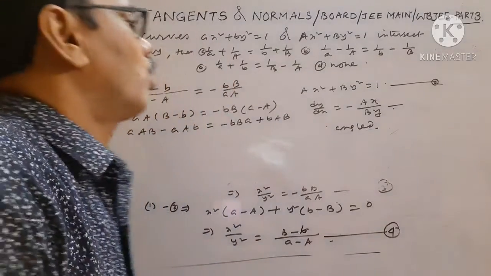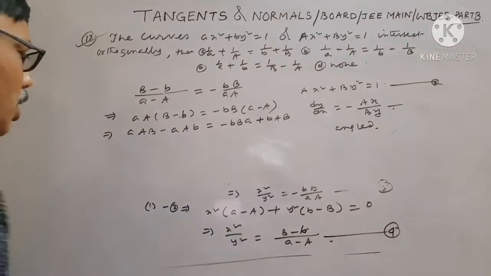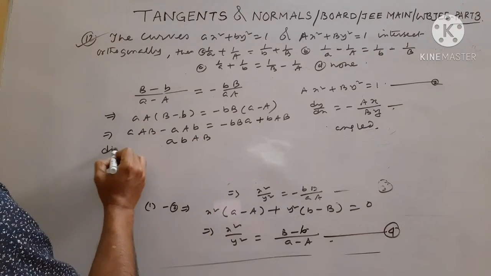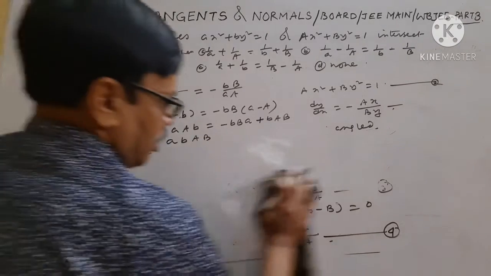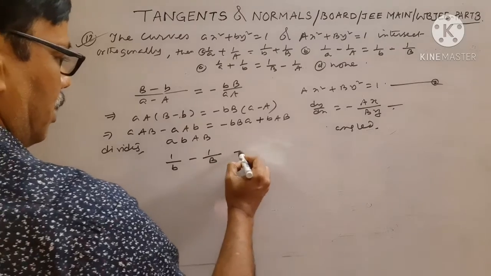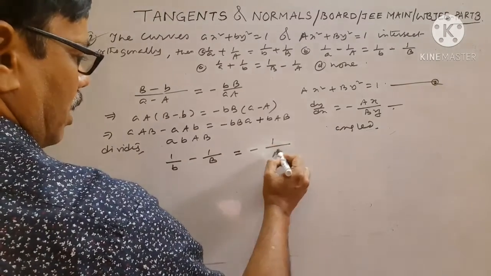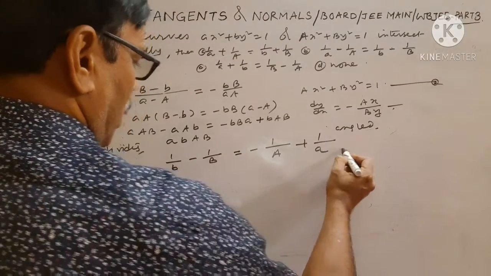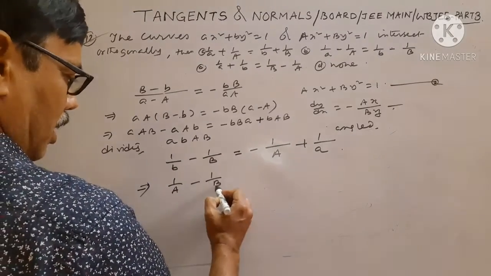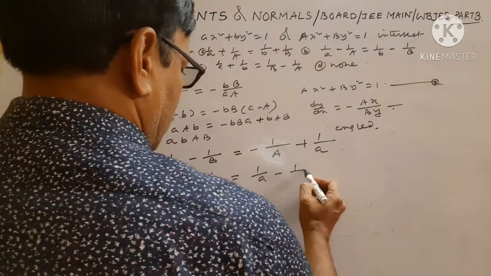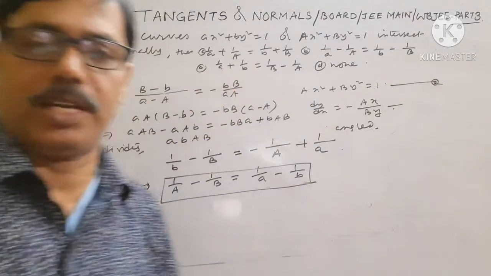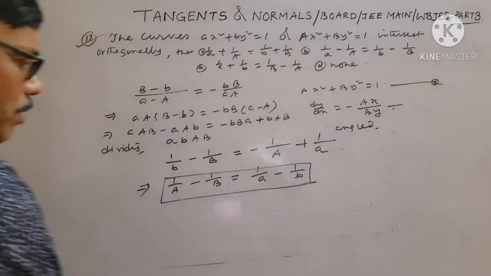Now look at the proof. The proof is given in reciprocal form. So we divide throughout by a b capital A capital B. So what we are getting: 1 by small b, 1 by capital B, minus 1 by capital A plus 1 by small a. So 1 by a minus 1 by b equals 1 by capital A minus 1 by capital B. So this is our relation.